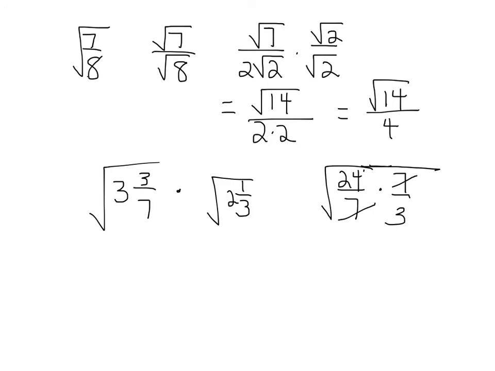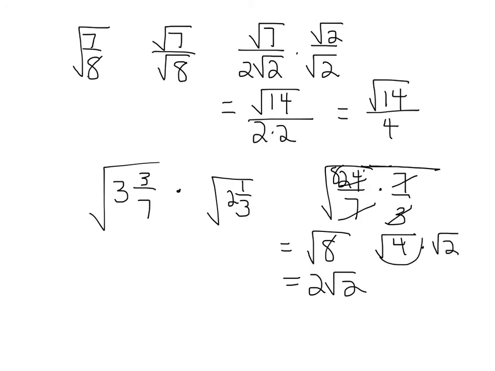These are all radicals, so they cancel with each other. That gives me root 8. And as I know, root 8 is 2 root 2. In case you've forgotten, that is because it's root 4 times root 2. And root 4 is 2. So it's 2 root 2.